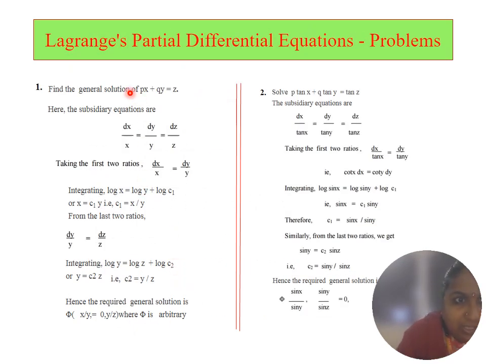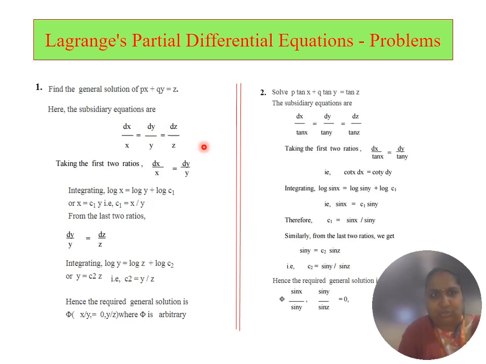So how do we solve problems by the method of grouping? Find the general solution of px plus qy equal to z. This is of the form Pp plus Qq equal to R. The subsidiary equations are dx by P equal to dy by Q equal to dz by R. Here P is x, Q is y and R is z. That is dx by x equal to dy by y equal to dz by z.